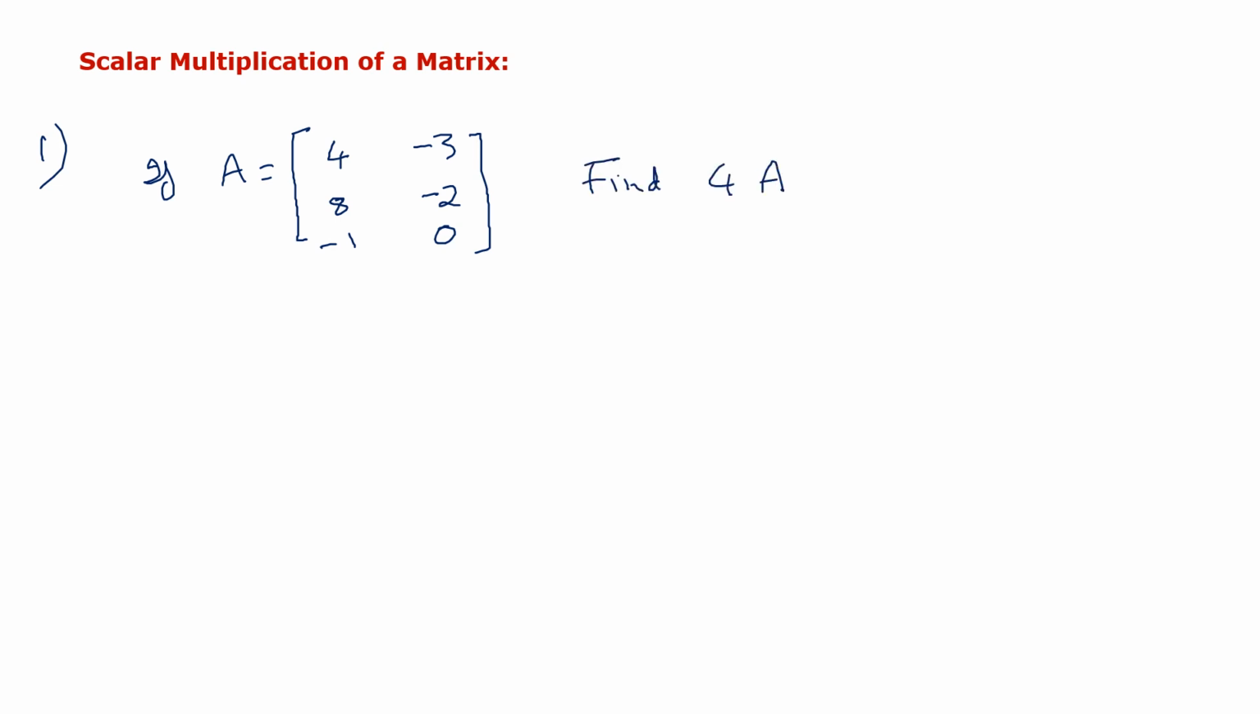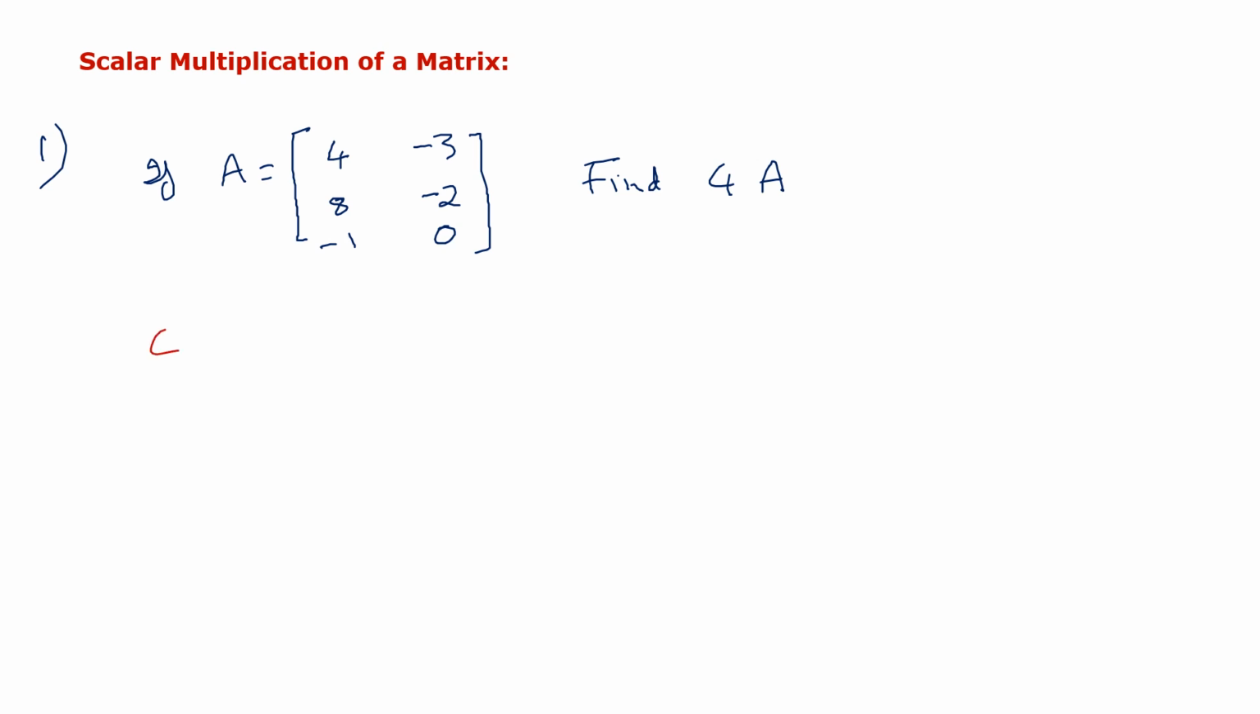Now let us move on to the scalar multiplication of a matrix. This is very simple actually. Let us consider a few examples here. A scalar is nothing but a number. So here let us consider one matrix, say for example, if A equal to 4, minus 3, 8, minus 2, minus 1, 0. Okay, this is a given matrix and you are asked to find 4A. How to find 4A? This is easy actually. You have to multiply 4 to the given matrix.